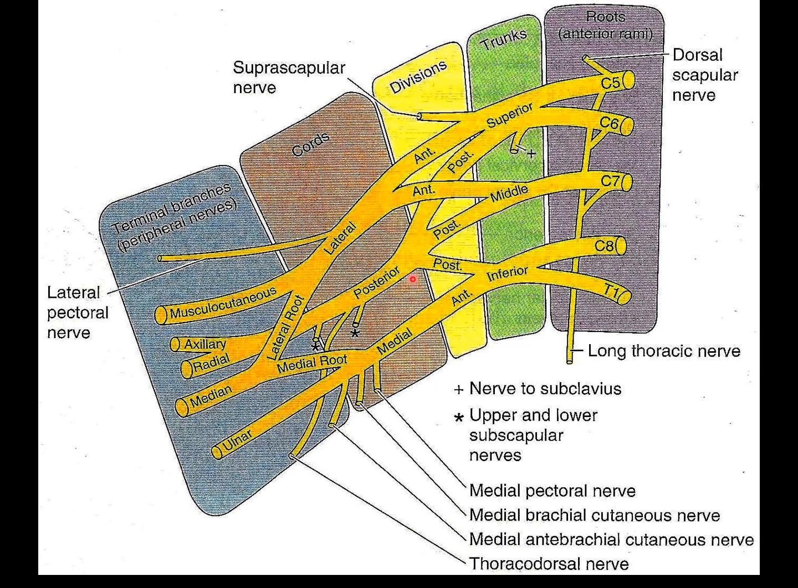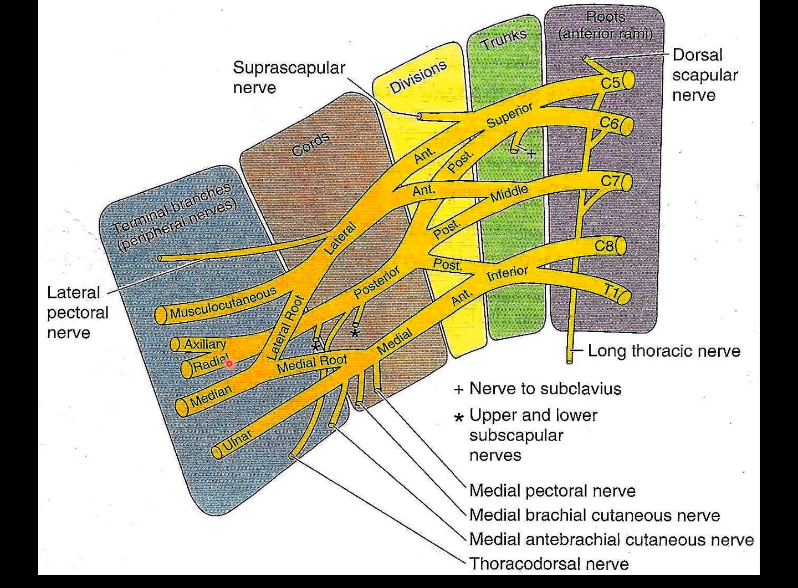For the posterior cord, we have five branches. The first two are the upper and lower subscapular nerves. The third is the thoracodorsal nerve. The fourth is the axillary nerve, and the fifth is the radial nerve. So these are the five branches of the posterior cord: upper and lower subscapular, thoracodorsal, axillary, and radial. These all are the branches of the brachial plexus.